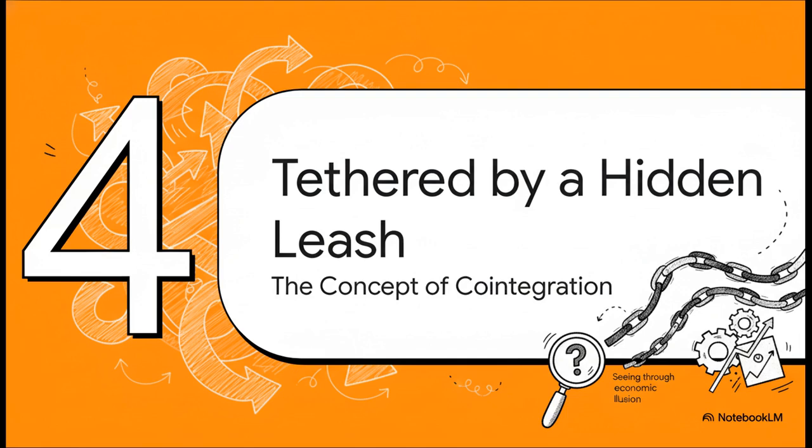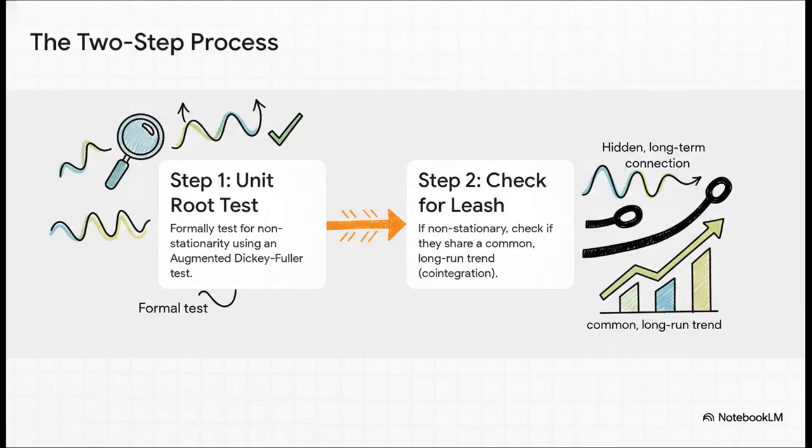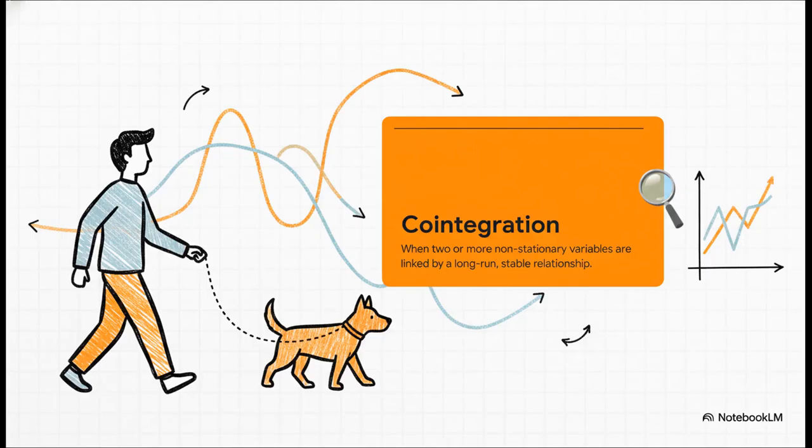Well, economists developed a really revolutionary set of tools to find out if there's a genuine connection hiding underneath it all. It's basically a two-step process. First, we have to run a formal test, something with a fancy name like the augmented Dickey-Fuller test, to confirm if our variables are in fact wandering. If they are, then we move on to step 2. We start searching for that hidden long-term connection between them. And this hidden connection has a name.